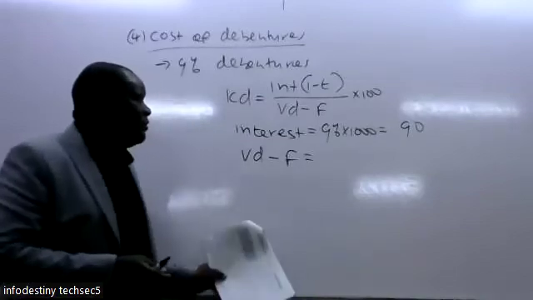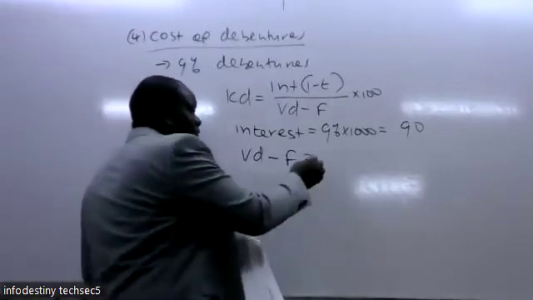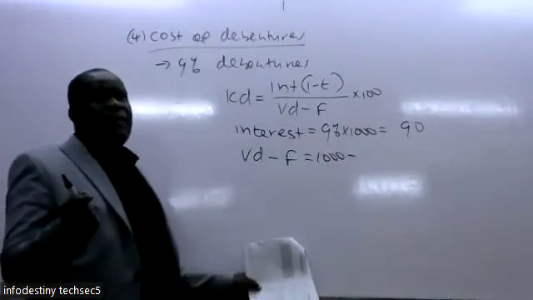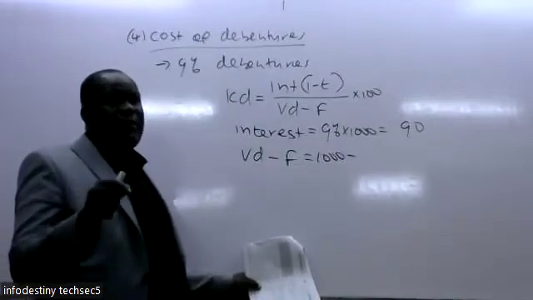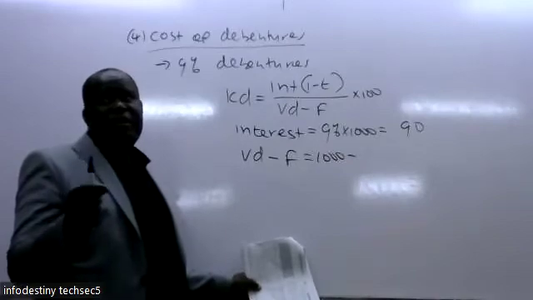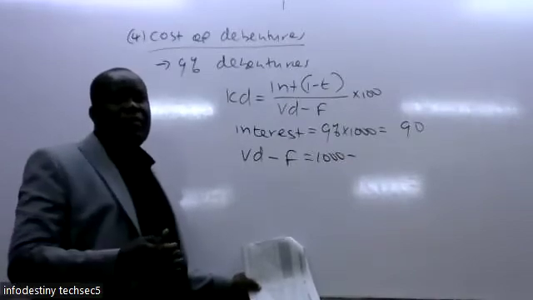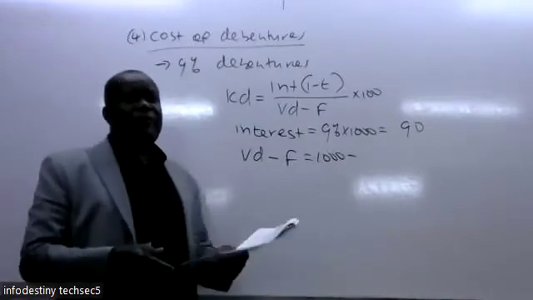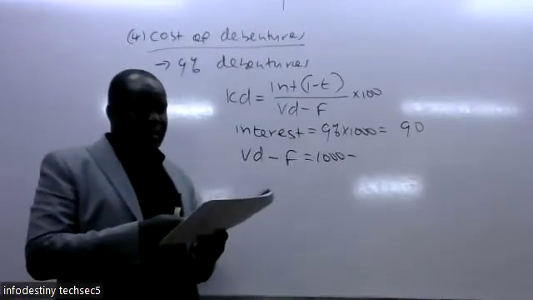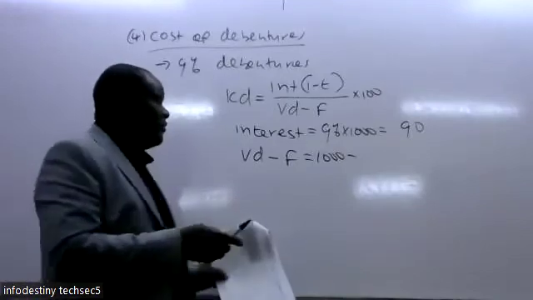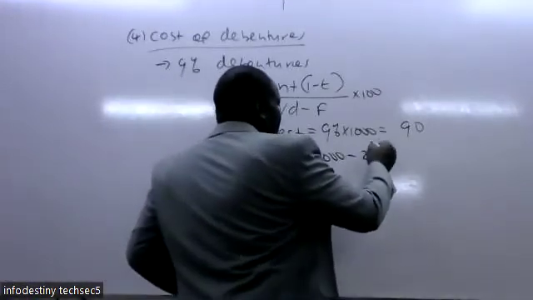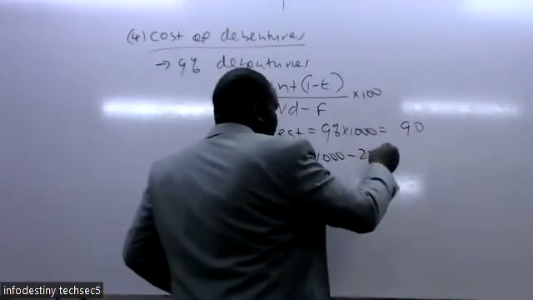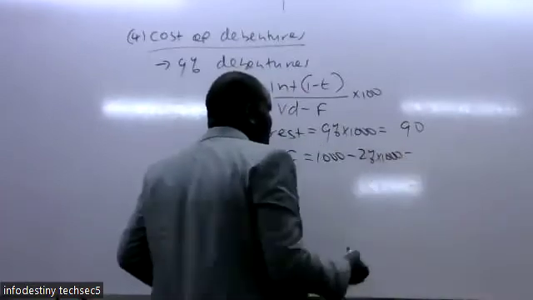So what you do, you just take the par value, which was 1,000. Subtract the discount. If it was a premium, I would have added the premium, but it was issued at a discount, which is a reduction in the price. So that 1,000 was reduced by the discount. They have said that discount is what percent? It will be 2% of the par value, 2% of 1,000.